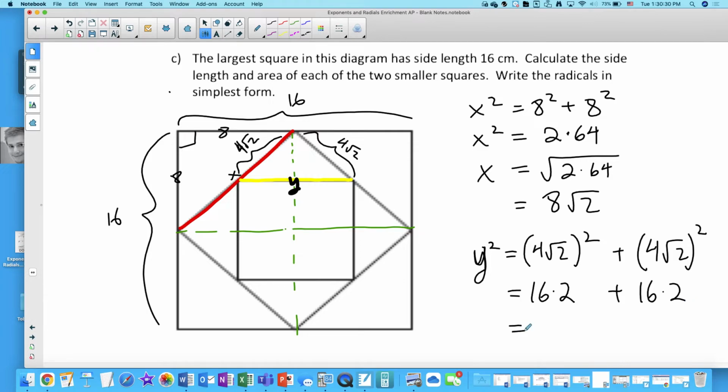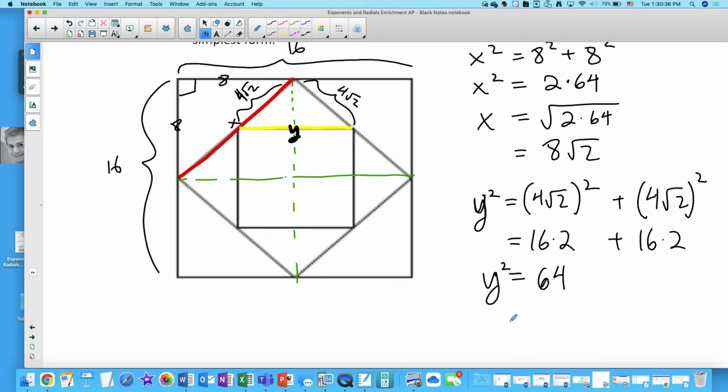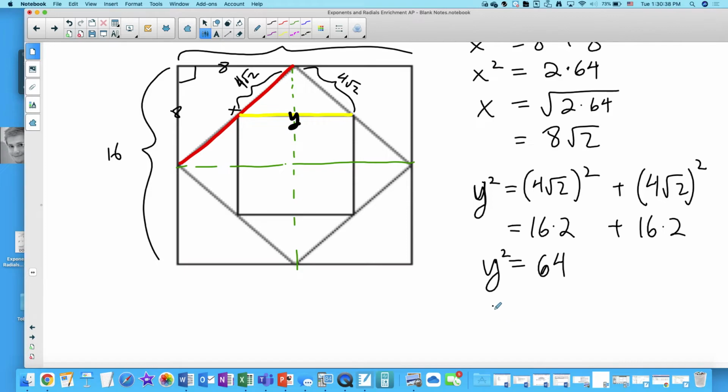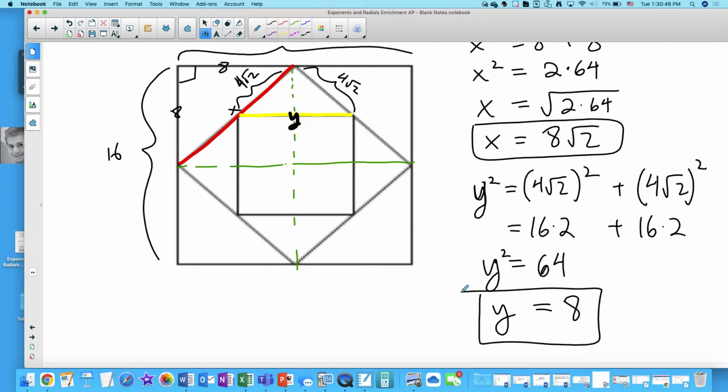So y is 8. Okay, so we got this. That's the side length of the middle square, and this is the side length of the smallest square. Now, if we want the areas of each of these squares, we just need to square the side lengths, right?